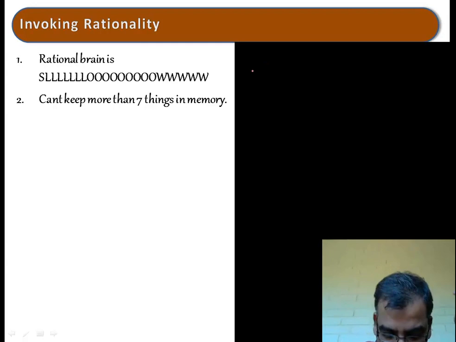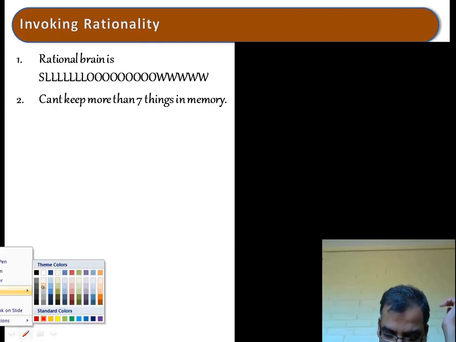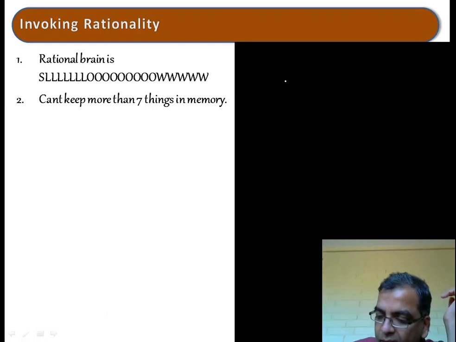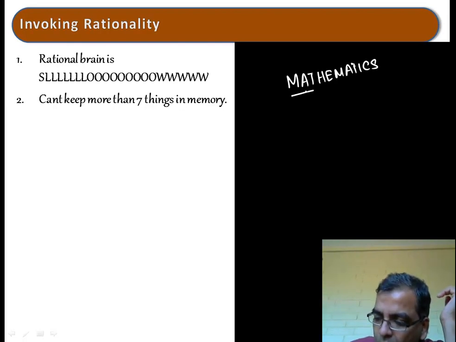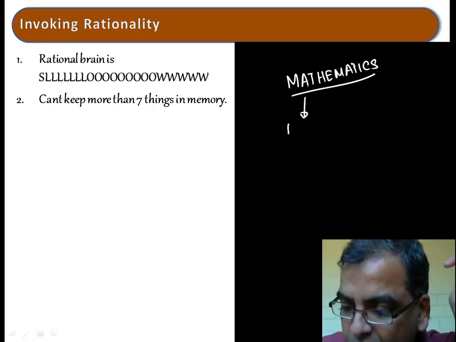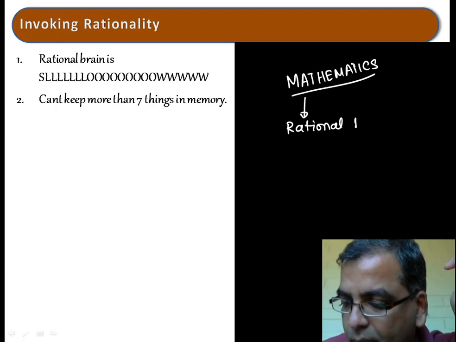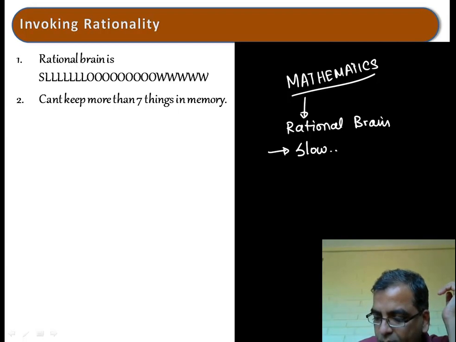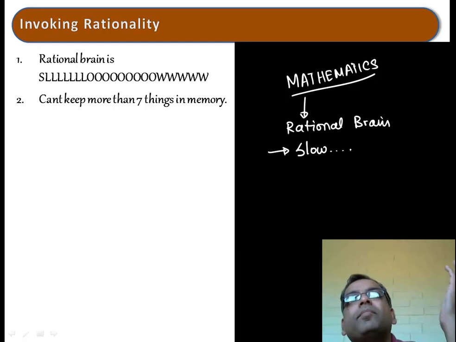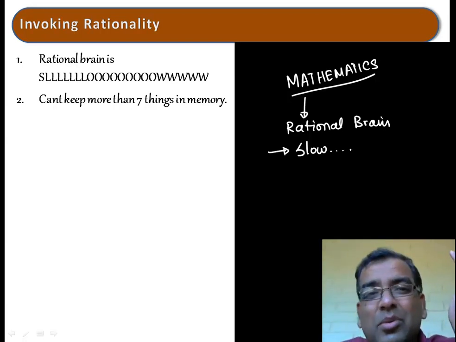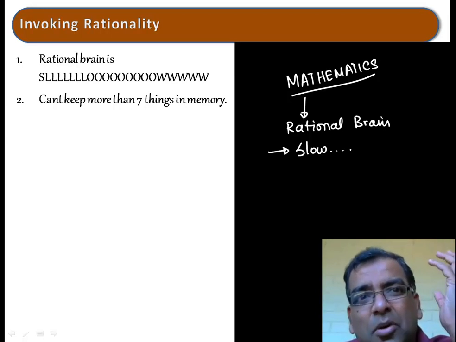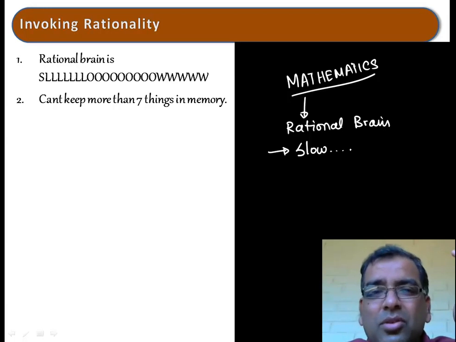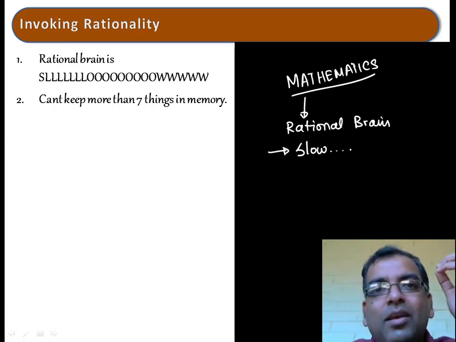You can see that the one place where rationality is demanded most is in mathematics. The kind that you learn mostly involves the rational brain. And it is slow. That's why you have so much problem with mathematics. Because our rational brain, we are not that good, guys. I mean, we are really slow. Our subconscious brain is like a supercomputer. Our rational brain is like a watch. That's how much capability it has. By that I mean that little processor in a watch, that's all it does. It's an extremely crude setup, okay?